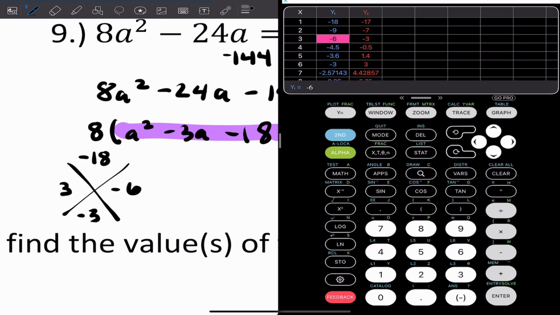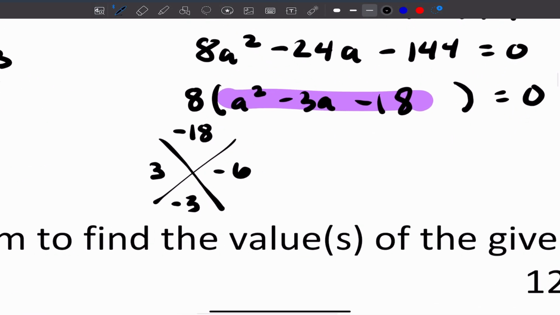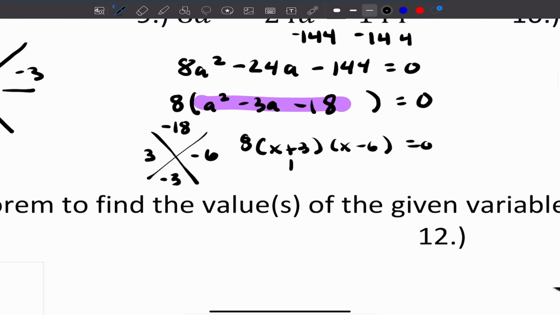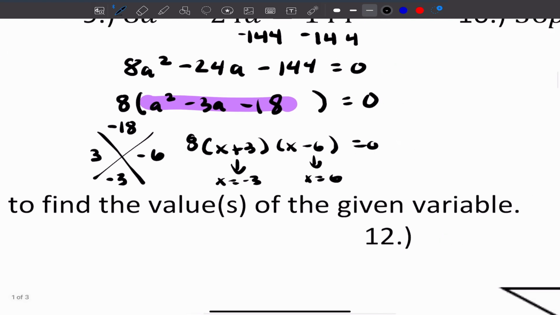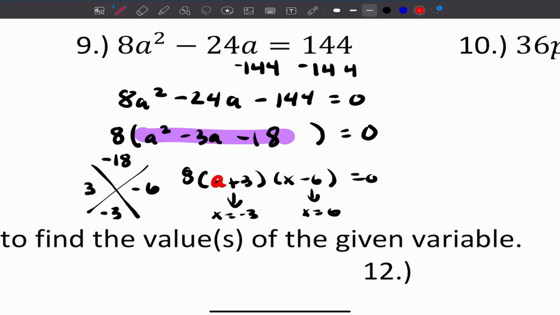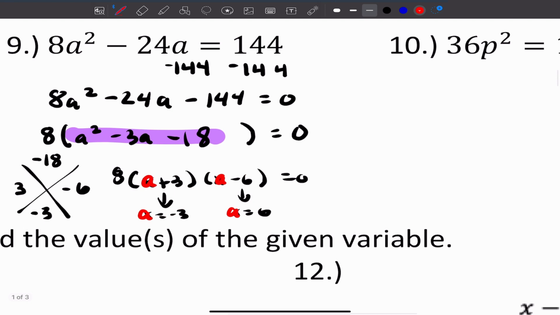and -6. 3 times -6 is -18, and 3 plus -6 is -3. So x plus 3 times x minus 6 equals 0. And then there's that 8, but we really don't care about that 8. So x is equal to -3, and then x is equal to 6. Those are your two answers. But I realize we're using the variable a, so a is equal to -3 and a is equal to 6.